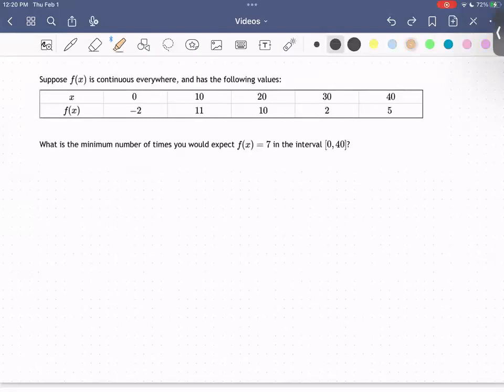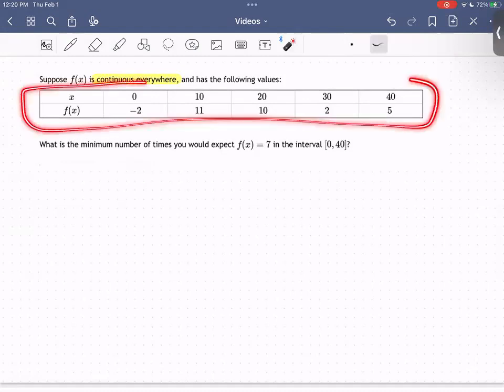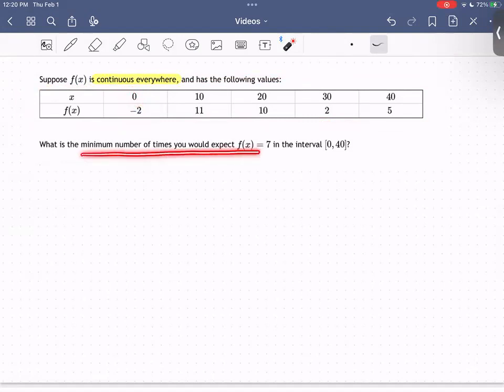So we're told that f is a continuous function. It's continuous everywhere, meaning for every x value, f of x is continuous, meaning there's no jumps or holes in the graph. And we were given a bunch of values. So we have x values and corresponding f of x values. And we're asked, what is the minimum number of times that we would expect this function to cross or equal the height of 7 over the interval 0 to 40? That's the x interval that we're given here.